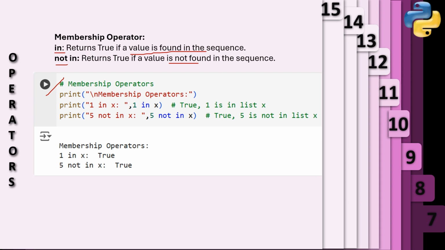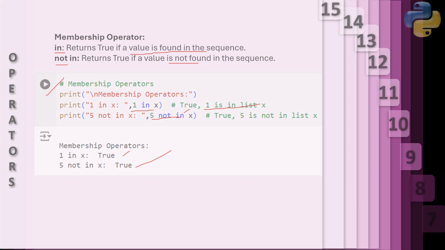Coming to the example, if we consider we have a list which contains only 1, 2 and 3. For the first statement, 1 in x, 1 is present in the list, so it gives true. Coming to the next statement, 5 not in x, not in will return true if the value is not found in the sequence. We have taken a list sequence of 1, 2, 3 which does not contain 5, so the result is true. Before concluding the video, let's have a quick overview of some of the most important data which we have covered in this video.